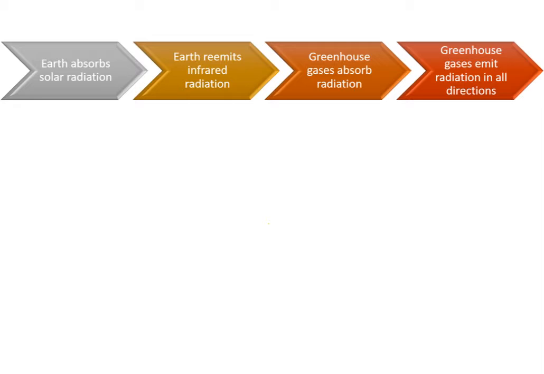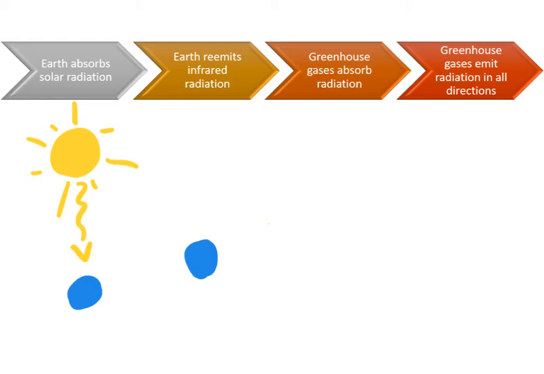So in the natural greenhouse effect, what's going to first happen is the Earth is going to absorb solar radiation. So what happens is we have our sun, and the sun is emitting all kinds of radiation. However, most of the radiation is in the yellow part of the spectrum, which is very important. So that is going to go to the Earth and will be absorbed by the Earth. However, that radiation can't stay in the Earth forever. So what's going to happen is after a while, the Earth will re-emit that radiation, but this time it will mostly be in the infrared spectrum.